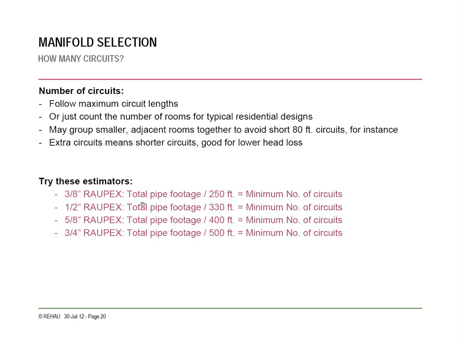And as you see here, they're just saying you take the total footage of pipe, divide by the number of circuits, and that's the minimum number of circuits you have. You can always add more based on the zoning.